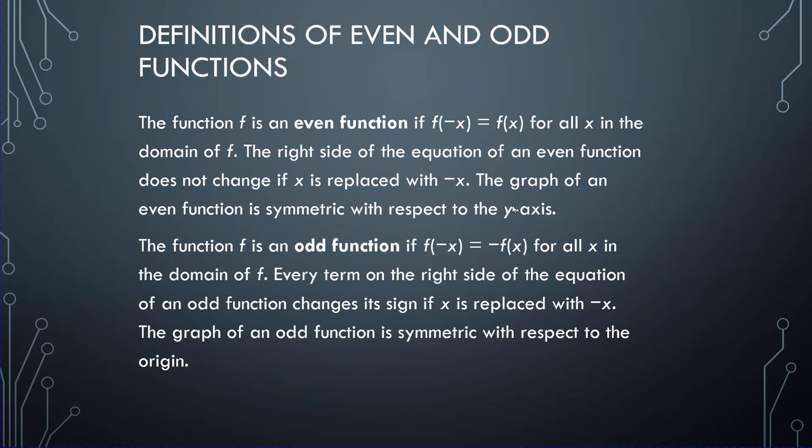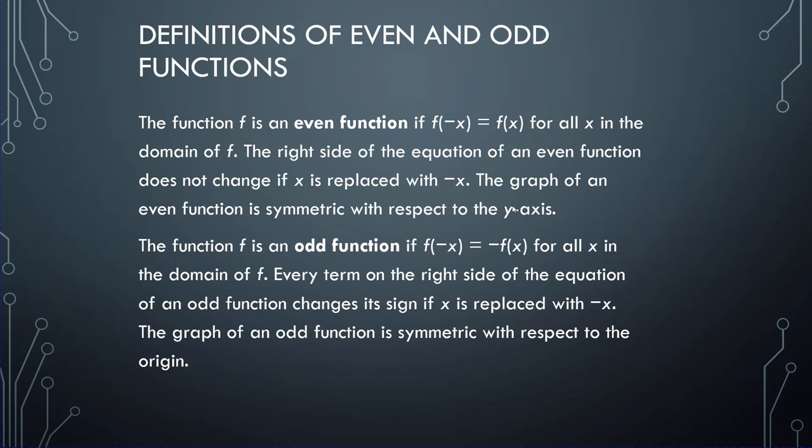Okay, so what happens here is the right side of the equation of an even function does not change if x is replaced with -x, okay? And so the graph of an even function is symmetric with respect to the y-axis. So what that means is, if you were to cut the graph in half on the y-axis and fold the two sides over onto each other, they'd be mirror images of each other. They'd fall perfectly.